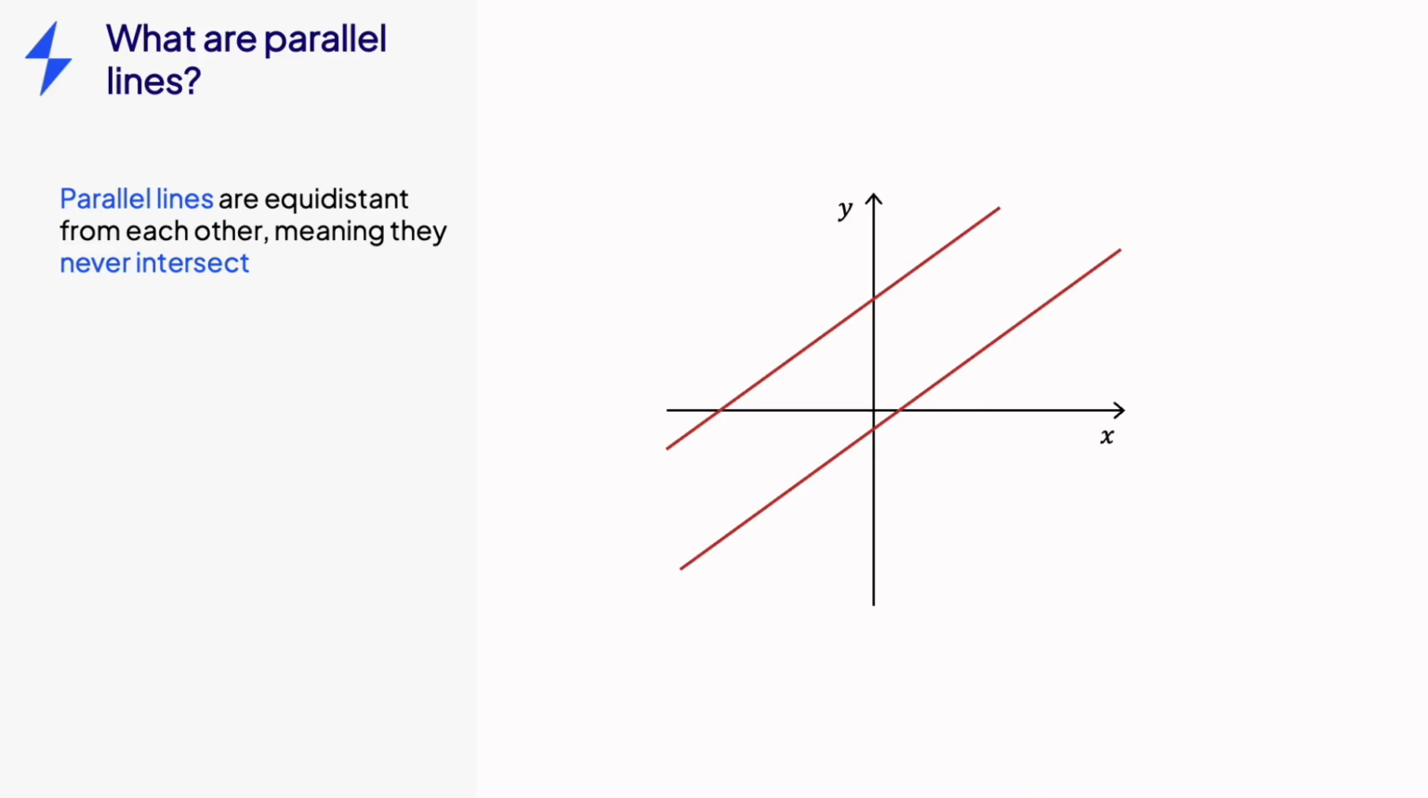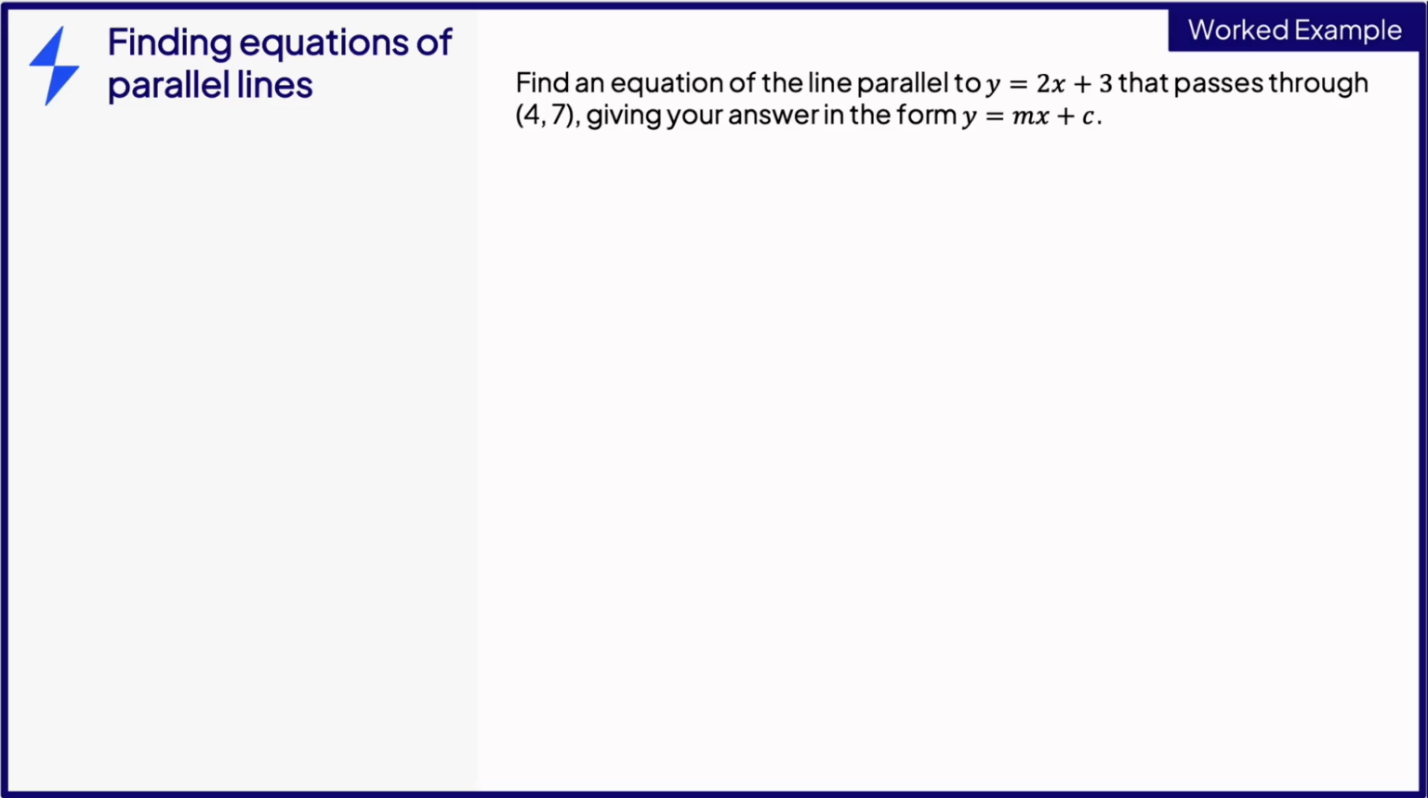So if we give these two lines their equations in gradient intercept form, then m sub 1 must equal m sub 2. Let's have a look at a worked example. So parallel lines have the same gradient, and we can use this to find m because we know that the line we're looking for the equation of is parallel to a line with a gradient 2. So we can say that m equals 2.